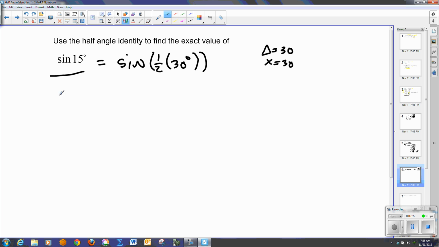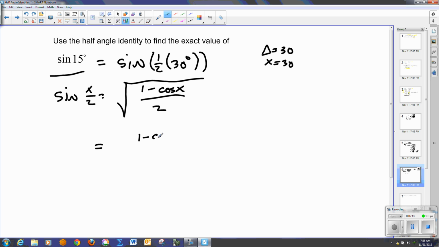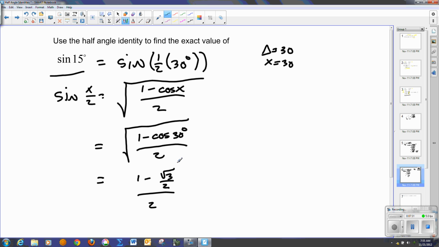And we know our sine of x over 2 identity is equivalent to the square root of 1 minus cosine of x all over 2. X we said was 30 degrees, so we have 1 minus the cosine of 30 degrees all over 2. It's all radical. Simplifying, cosine of 30 degrees is root 3 over 2, so we have 1 minus root 3 over 2, over 2.